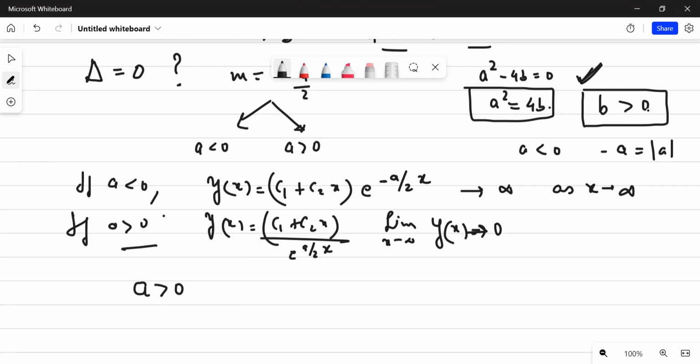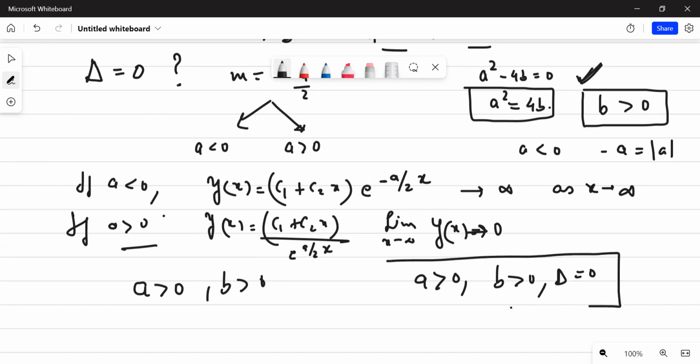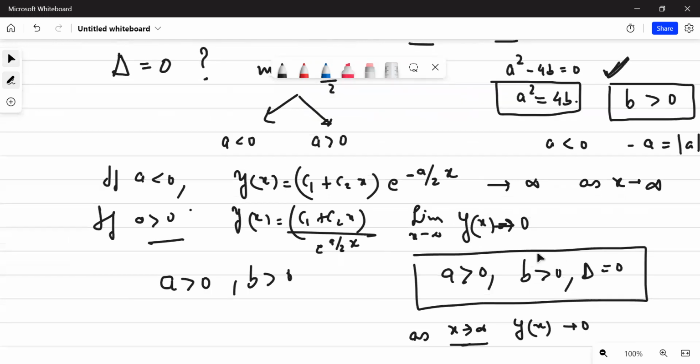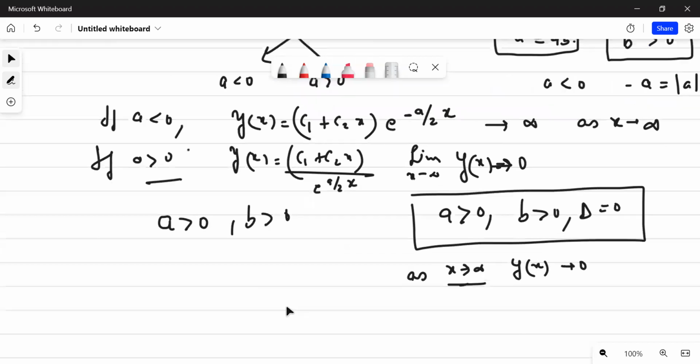And there was no doubt regarding b has to be greater than 0, because if del is equal to 0, it implies a square minus 4b is 0, a square equals 4b, that implies b has to be greater than 0. So again, we arrive at a solution that if a is greater than 0, b is greater than 0, and del is equal to 0, then also as x tends to infinity, y(x) would tend towards 0. So y(x) is tending to 0 as x tends to infinity for two cases. That is, if del is greater than 0, then also you are arriving that a should be greater than 0 and b greater than 0. And if del is equal to 0, then also you are arriving at a solution that a must be greater than 0 and b must be greater than 0. Is that clear?